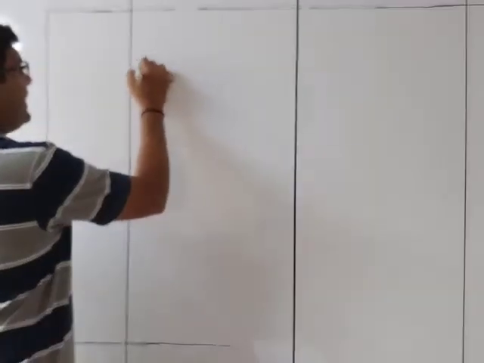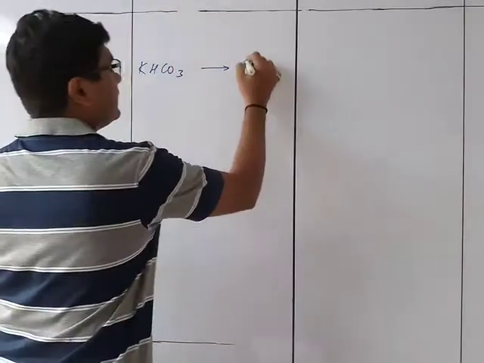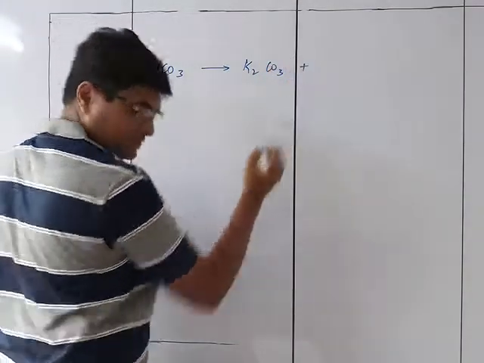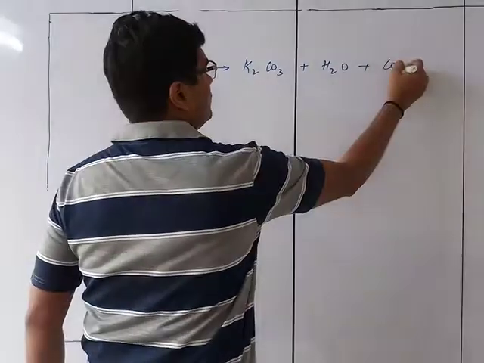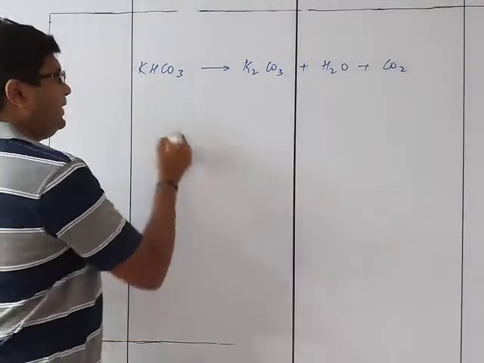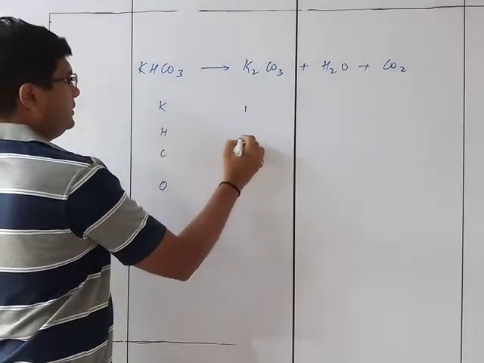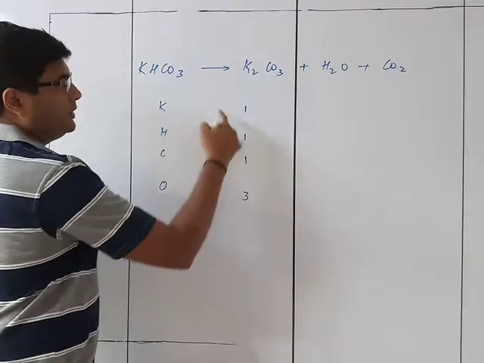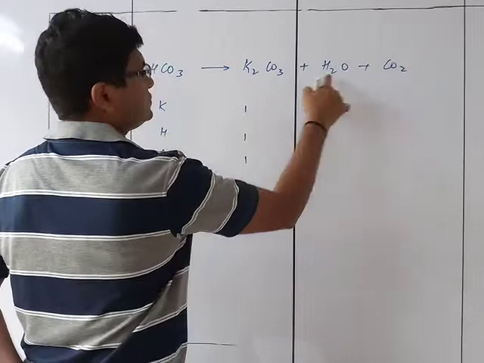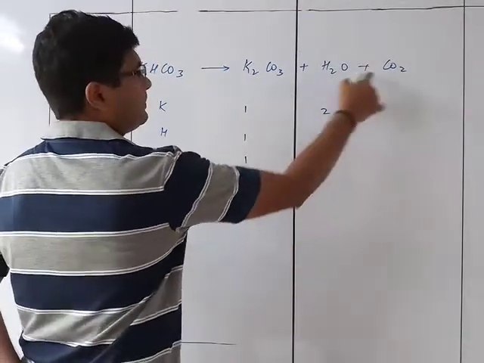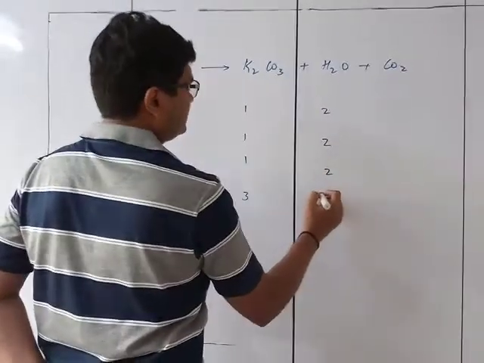We take the example KHCO3 gives me K2CO3 plus H2O plus CO2. Same way, we'll take K, H, C and O. Over here it is 1, 1, 1 and 3. Over here it is 2. C is 1 plus 1. So H is 2 over here. C is 1 plus 1, that is 2. And O is 3, 4, 5, 6. It is 6 over here.